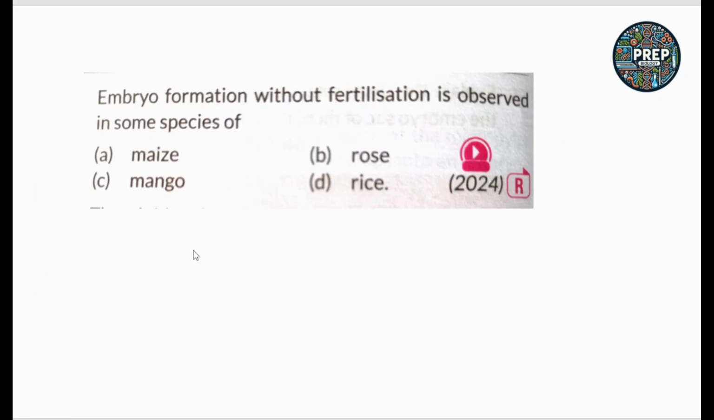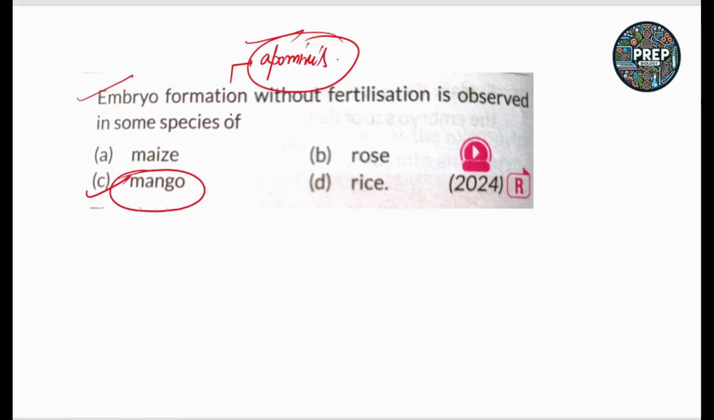Next question is, the embryo formation without fertilization is observed in some of the species. So we know that embryo formation without fertilization is called apomixis. Okay, so we know that in mangoes, apomixis is seen where the embryo is formed without fertilization, where the suspensor cells enter into the embryo sac and develop. Okay, so the answer is mango.